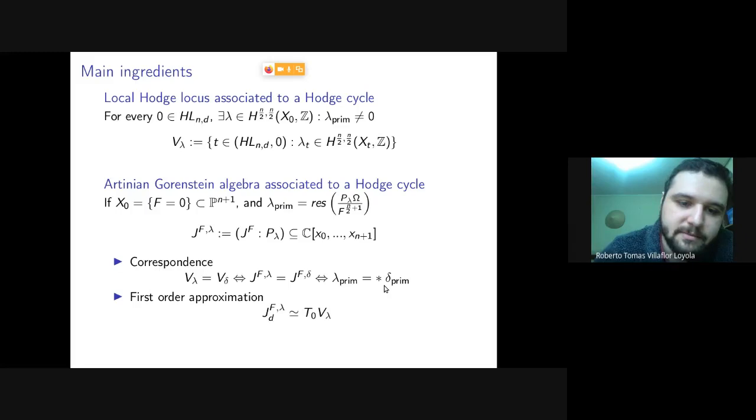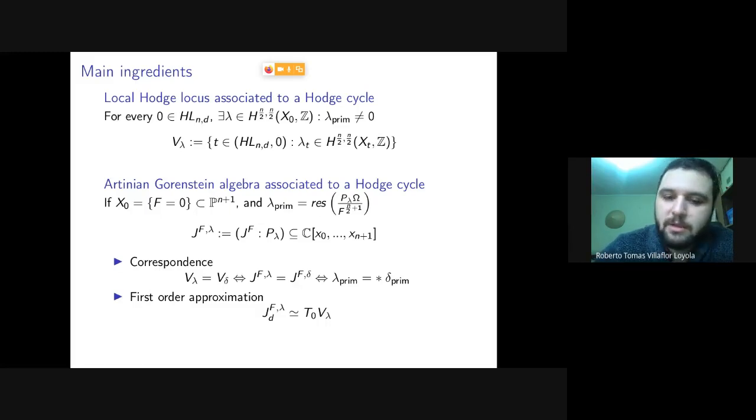The second property, which is in fact the motivation for us to get to this Artinian Gorenstein ideal, is that the degree d piece of the Artinian Gorenstein ideal corresponds to the Zariski tangent space of the local Hodge locus associated to lambda. So you can think about this ideal in such a way that the degree d piece contains the information of the first order approximation of the local Hodge locus. But since we have this correspondence, in some way we should think that this Artinian Gorenstein ideal contains more than just the first order approximation, because it is determining the whole germ of analytic variety here. So maybe in some hidden way it contains also the information of all other higher order approximations. But these are the main relations between these objects.